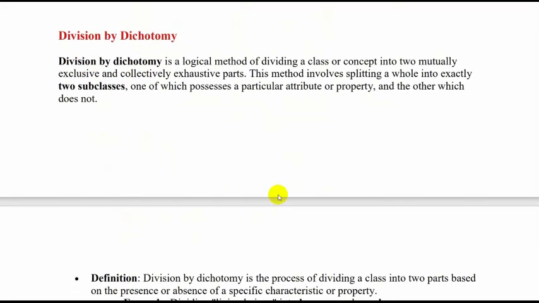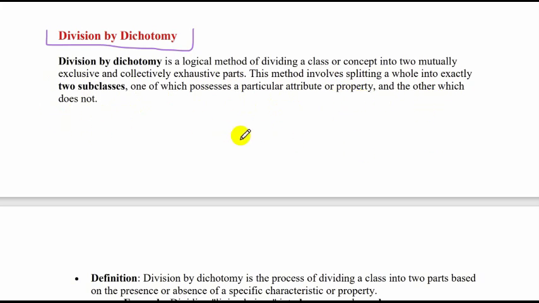Division by dichotomy. This is an important part. This is part of the syllabus. Division by dichotomy is a logical method of dividing a class or concept into two mutually exclusive and collectively exhaustive parts. This method involves splitting a whole into exactly two subclasses, one of which possesses a particular attribute or property and the other which does not.